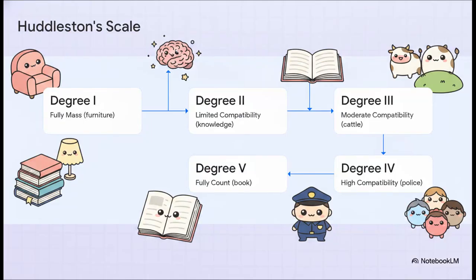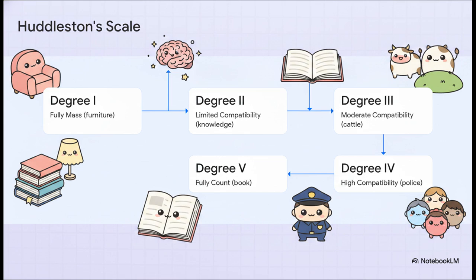To really nail this for your exams, you've got to throw that old binary thinking right out the window. We're going to use R. Huddleston's rigorous framework here. He argues that countability is actually a spectrum made up of 5 distinct degrees. Let's climb the steps. Degree I is fully mass, like furniture, which strictly rejects all count markers. Degree 2 has limited compatibility. Think of knowledge. You can't pluralize it, but it occasionally takes an indefinite article, right? Like a thirst for knowledge.